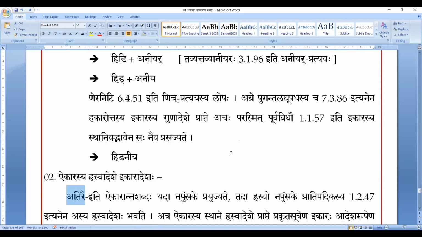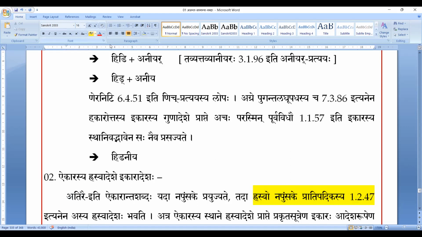Atirai is a Napumsakalinga Shabda. Can a Napumsakalinga Shabda end with a Dirga? No. Why? Because we have the Sutram Rasvaha Napumsake Pratipadikasya. That's why you will never find a Napumsakalinga Shabda ending with Dirga, because by this sutra it will all be made Rasva.